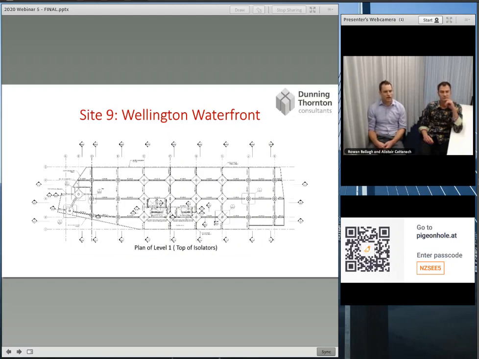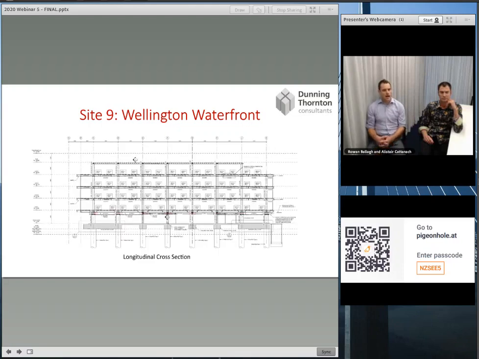So this is the plan on the isolation level. Basically we've got a lot of flat surface sliders in the middle, which allow you to have a smaller column beneath, and then a lot of rubber bearings around the edges to provide you with restoring force and a bit of torsional stiffness. As you can see if you squint at this drawing, the base isolation system is at the top of the ground floor column.